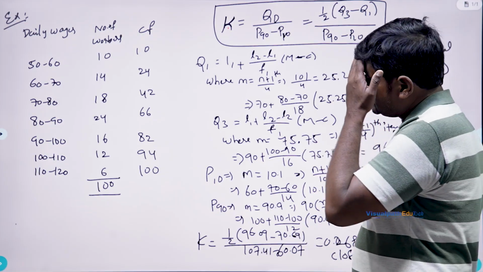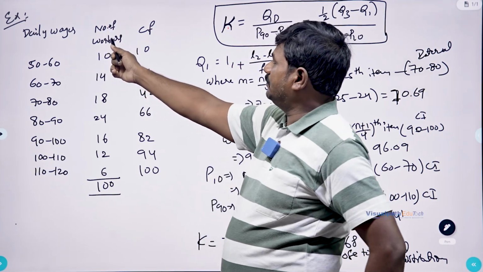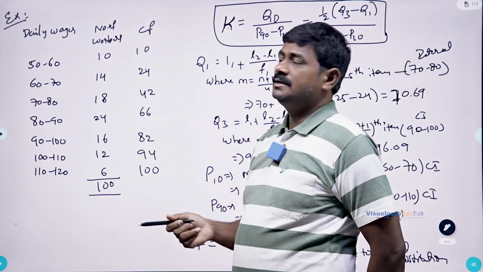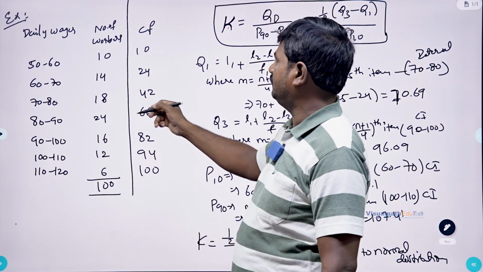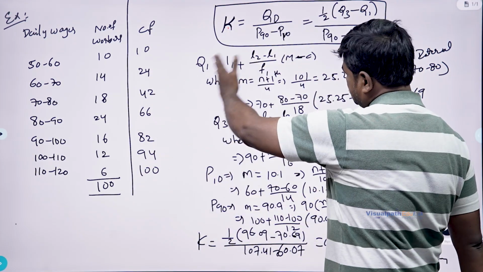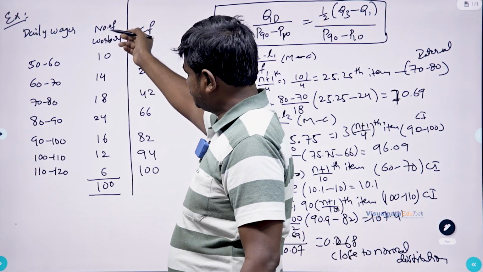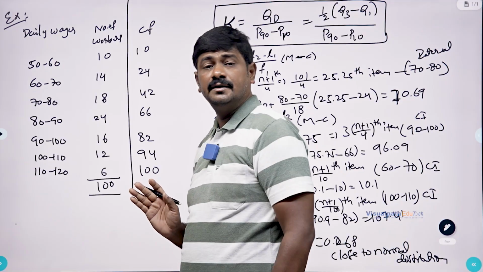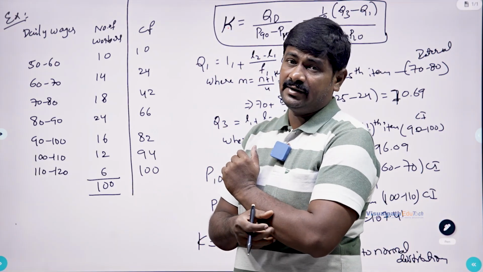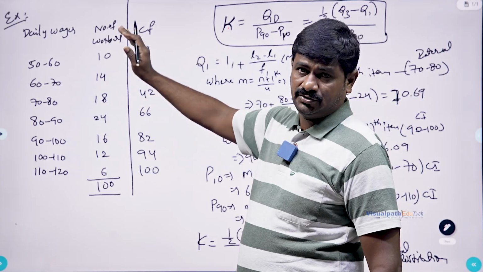For this purpose, here we have an example: daily wages of workers and number of workers, and this is the cumulative frequency. This is the question we have, and I calculated the cumulative frequency for this purpose. So this is our question: daily wages and number of workers. We have to find the kurtosis of this particular frequency distribution, meaning the peakedness of this distribution. We need to identify and conclude.